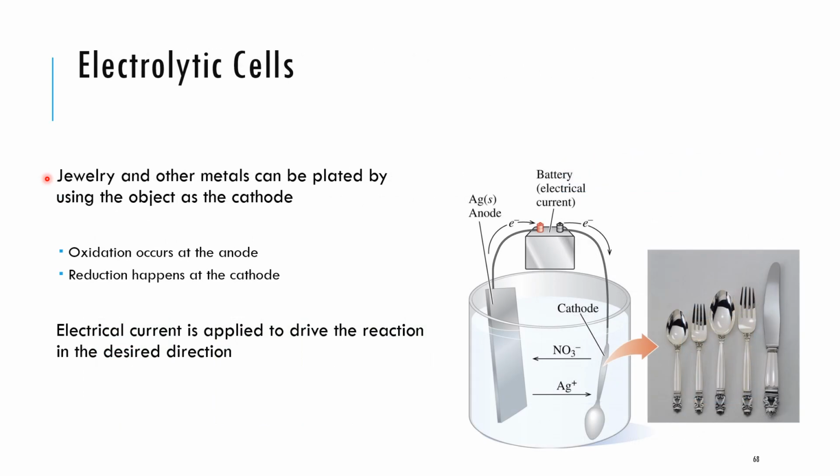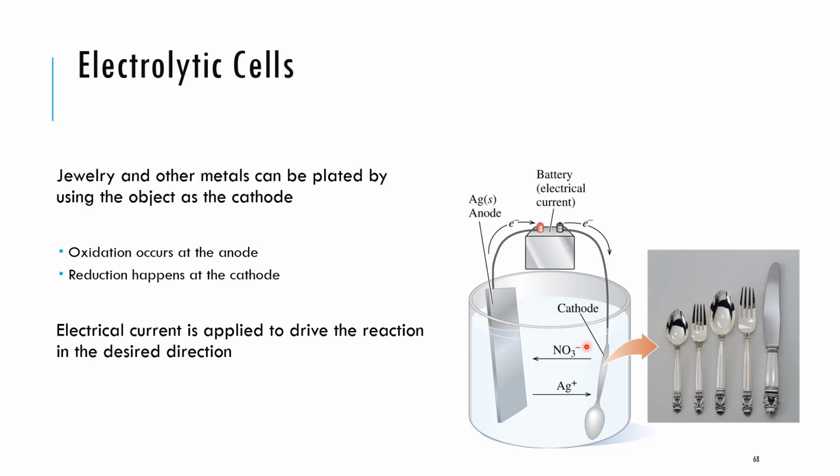Electrolytic cells are used when we want to force a chemical reaction to go in a direction it naturally wouldn't go. One common use is electroplating, where a metal is deposited onto the surface of another object. In this example, we have an electrolytic cell with an anode made out of silver. At the anode, oxidation occurs. Silver atoms lose electrons to become silver+ ions.